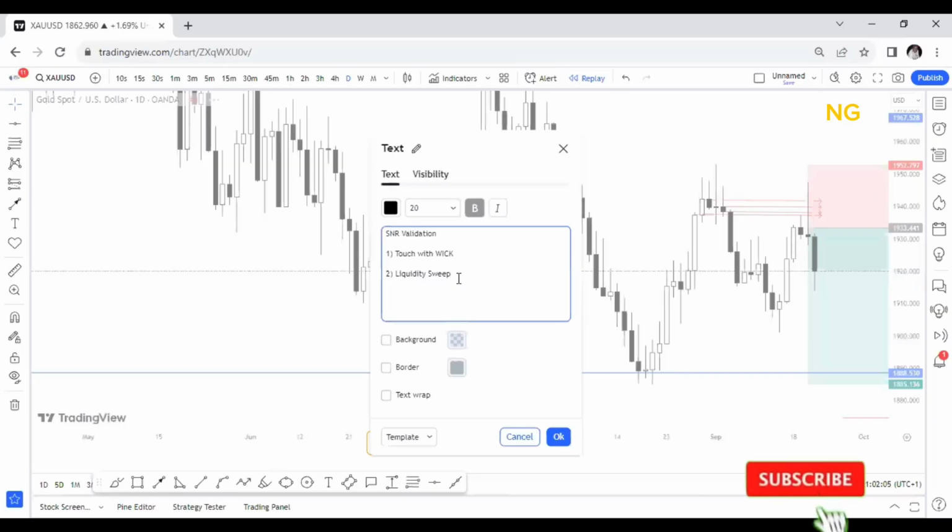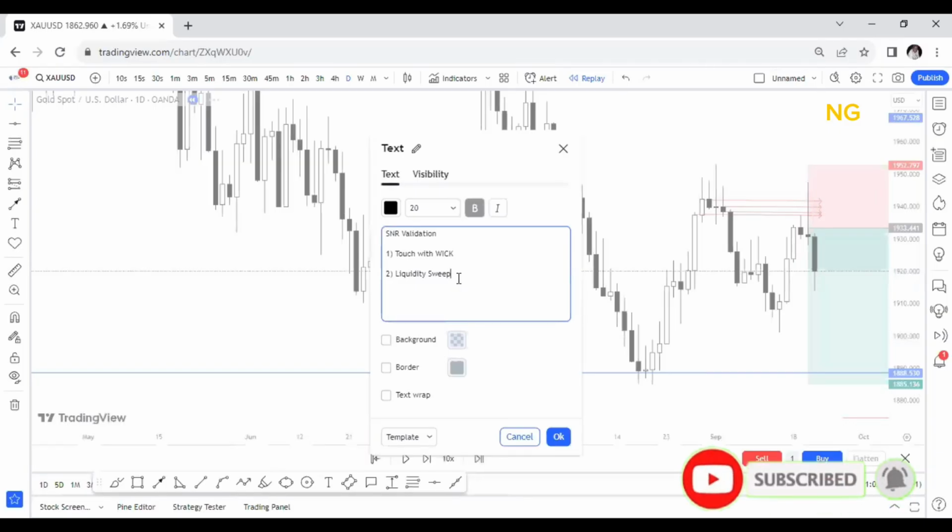Yes, I can see price action. Okay, yes, I can see your screen now.